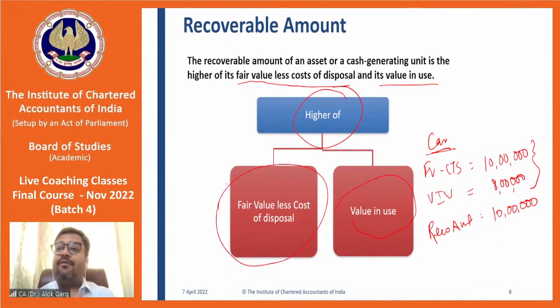As the name suggests, fair value less cost to sell means you are going to sell some asset and then you will receive the fair value. The name value in use means what is the value you are deriving while using this asset? Clear?